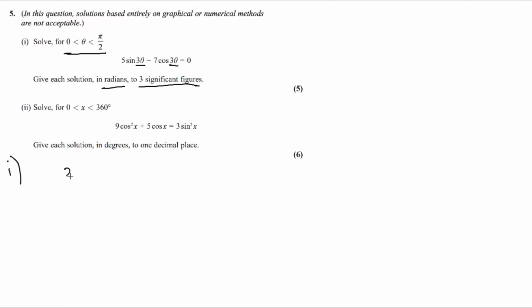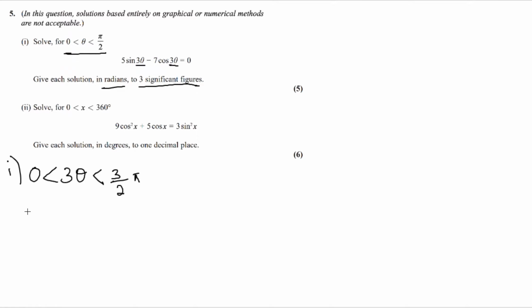So we have 3 theta is greater than 0 times 3 is 0, so it's just going to stay 0. And then here, pi by 2 times 3 would be 3 pi by 2, so 3 by 2 pi. This is the new range that we're going to use to solve.